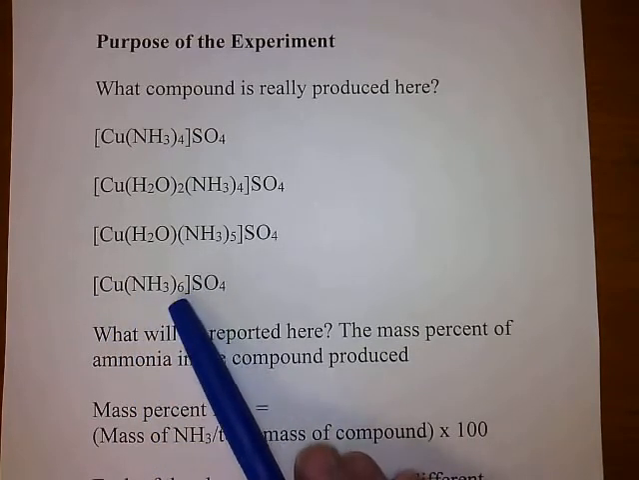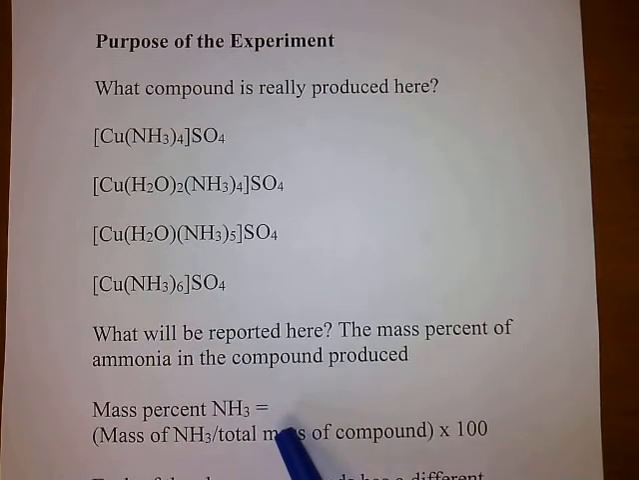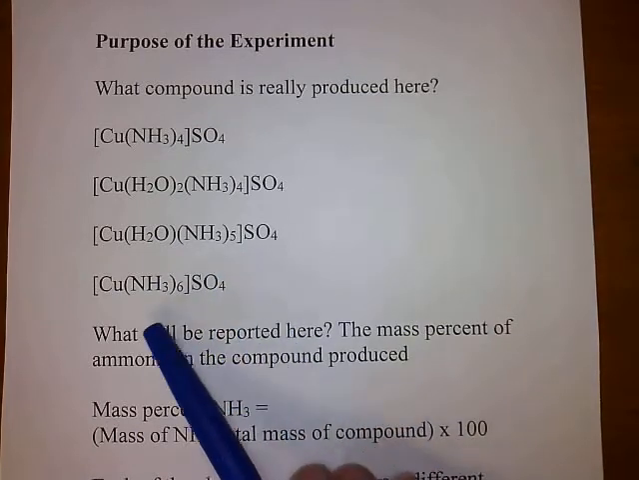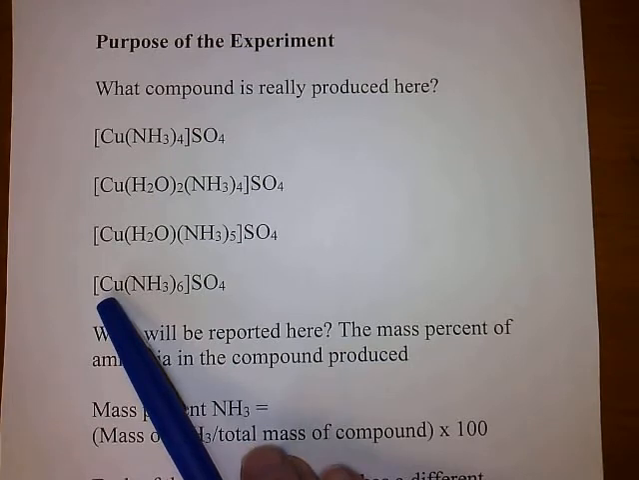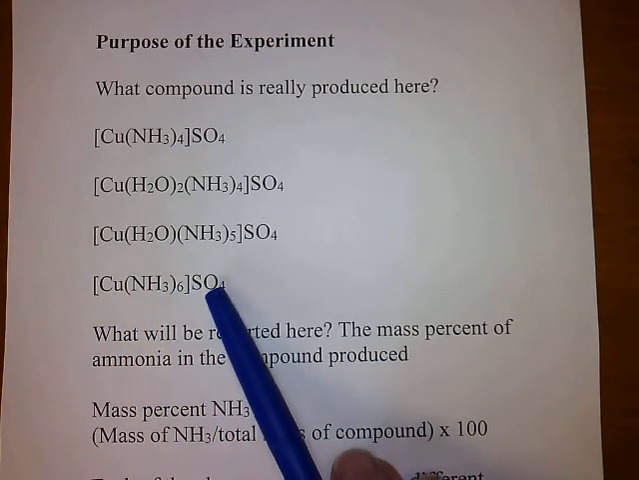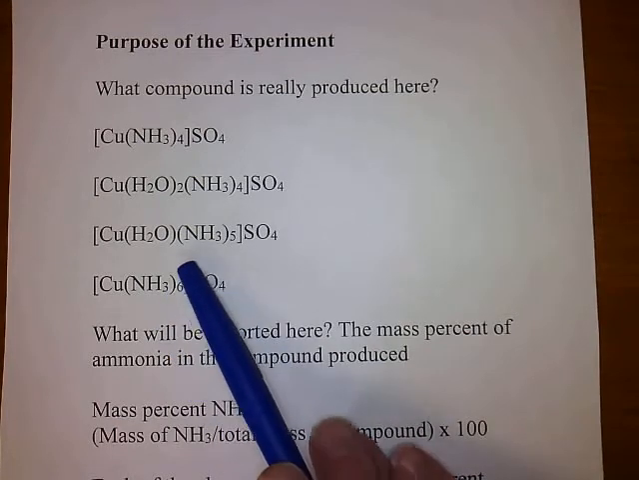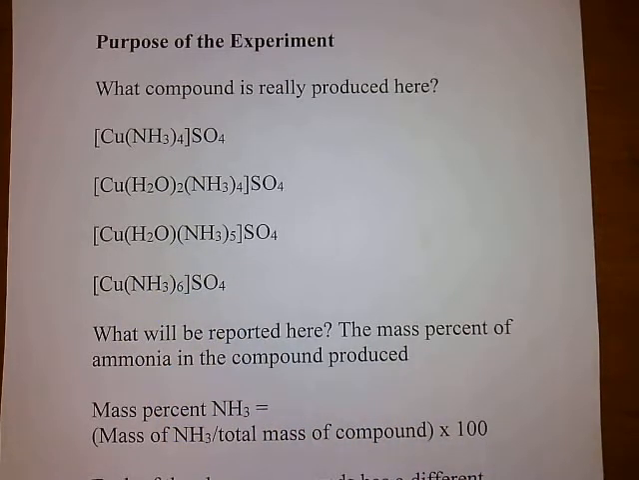Then we would take the mass of 6 ammonia molecules, that's the mass of NH3, divided by the total mass of the compound. What's the total mass of the compound? The mass of the copper plus the mass of 6 ammonia molecules plus the mass of a sulfate. So the mass of ammonia divided by the total mass times 100 to convert it into a percent.